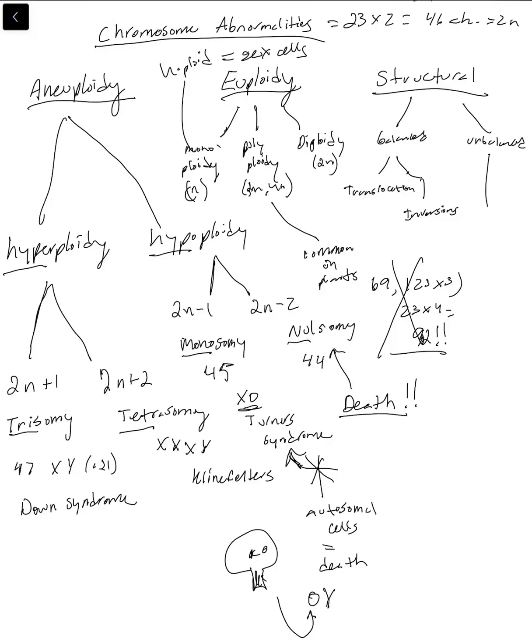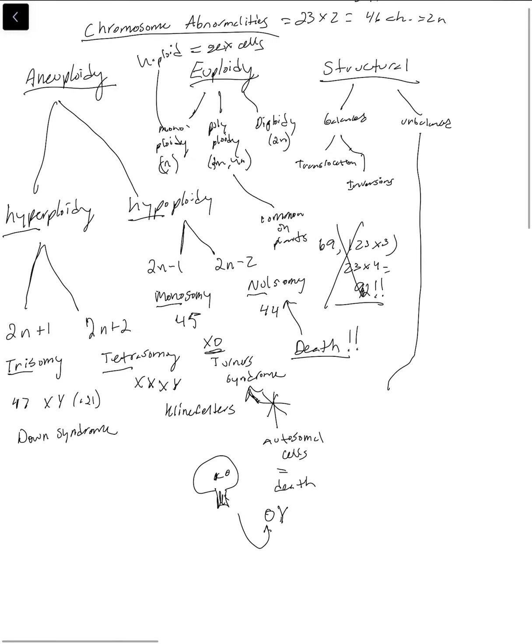Unbalanced, we're going to have a couple different things. So I'm going to bring that down here. It's going to have deletion, duplication, insertion, and isochromosome.